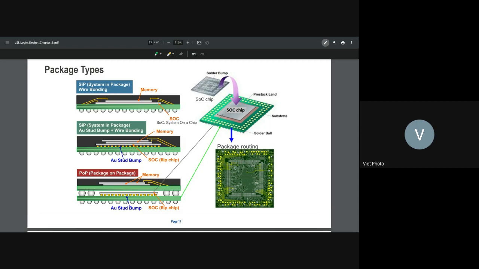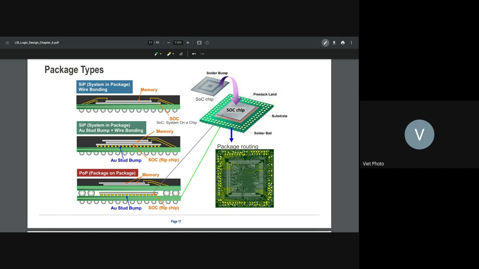Even Qualcomm, when they make the SoC chip you can see here, we make the chip here, but the package will be done by another company. Actually, the chip is done by TSMC, but the package is done by another company. So there will be a design for that, but the fabrication will be done by the other company.